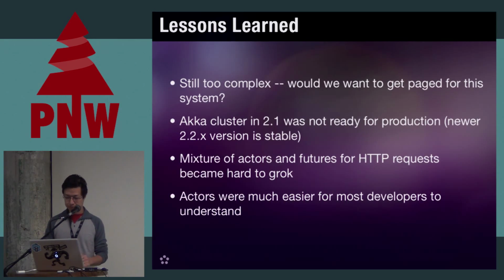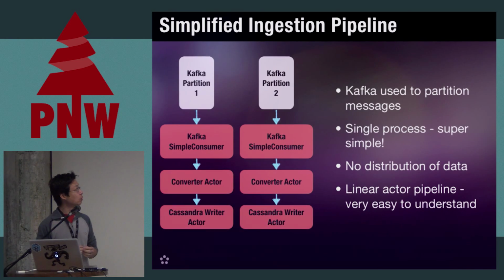So finally, we evolved our pipeline to be a really simple design. What we do is we use Kafka to partition messages. Based on a certain key, you can send messages to different Kafka partitions. And one of the first rules you've heard about distributed systems is don't distribute. So in this system, there's no distribution other than spreading messages across partitions in Kafka. You have independent Akka processes. They just read from Kafka and write to Cassandra.